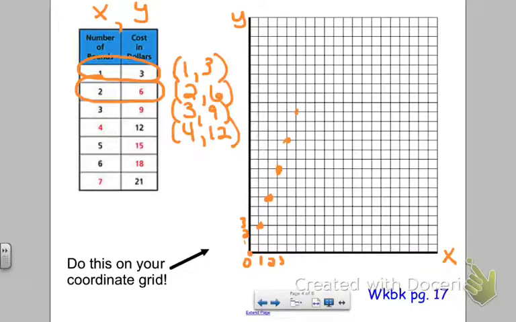If I connect those dots, I know it's not perfect, but I have a straight line. When I connect all of those ordered pairs, you can see the rate situation being graphed on the coordinate plane with a straight line. If it's not a rate situation, you wouldn't have a straight line.